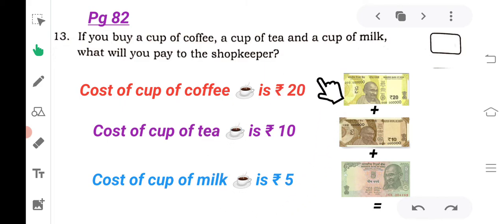Means if you buy all three together, how much you have to pay? What will be the price you have to pay to the shopkeeper? So children, cost of a cup of coffee is rupees 20. Cost of a cup of tea is rupees 10 and cost of a cup of milk is rupees 5. So 20 plus 10 is rupees 30. Rupees 30 plus 5 is rupees 35. Means how much you have to pay? Rupees 35 you have to pay.